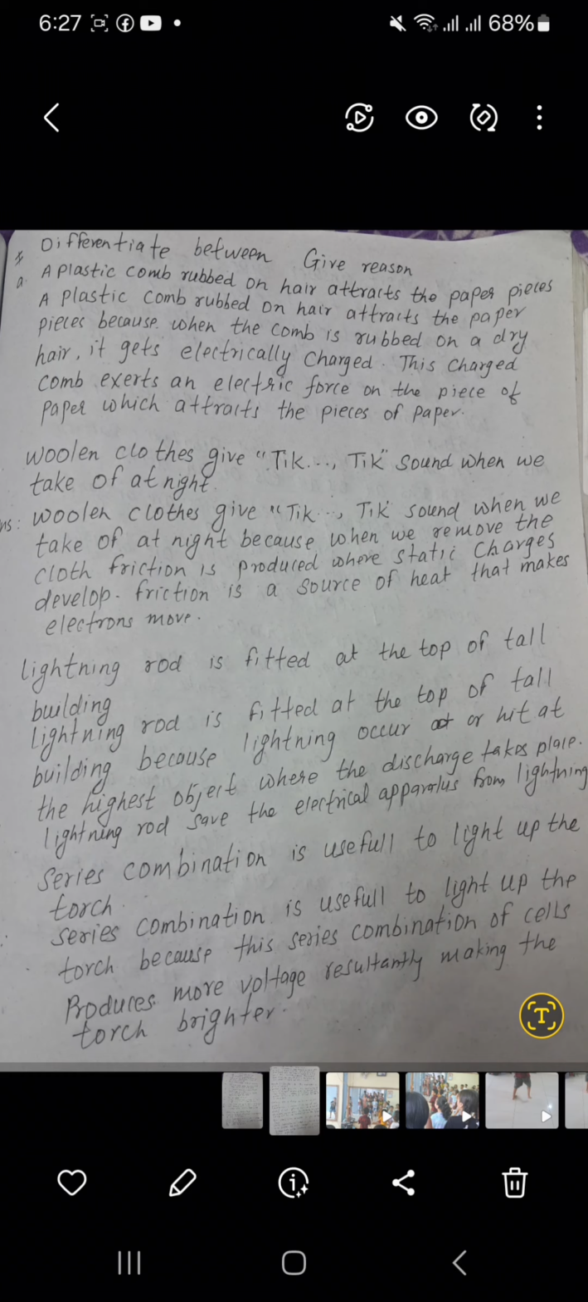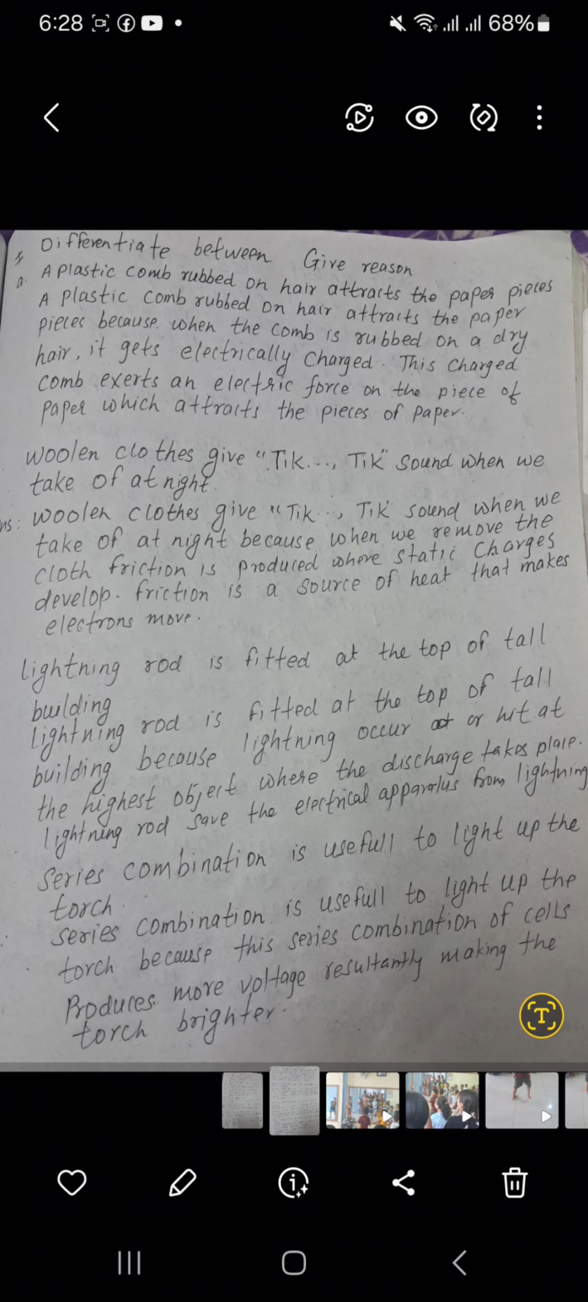Third and very important question. It is also used in our daily life. You can see this question: lightning rod is fitted at the top of tall building. Why? So the answer is, lightning rod is fitted at the top of tall building because lightning occurs or hits at the highest object where the discharge takes place. Here the discharge means electron, okay? Lightning rod saves the electrical apparatus from lightning.